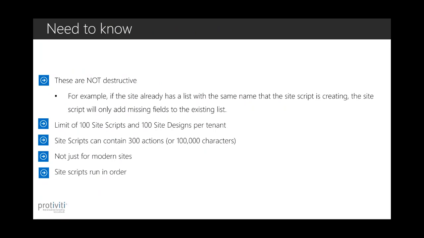When looking at how many site scripts and site designs you can have, you can have 100 site scripts and 100 site designs in your tenants. And when I think of building these, a good way to think about them is to modularize your site scripts in ways that can be more repeatable. So you can put a lot of things in your site scripts. You can put a lot of actions. You can have up to 300 actions or 100,000 characters. They used to be very small. That has moved up, thankfully.